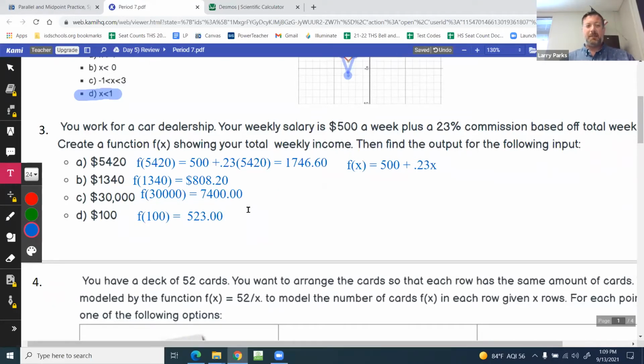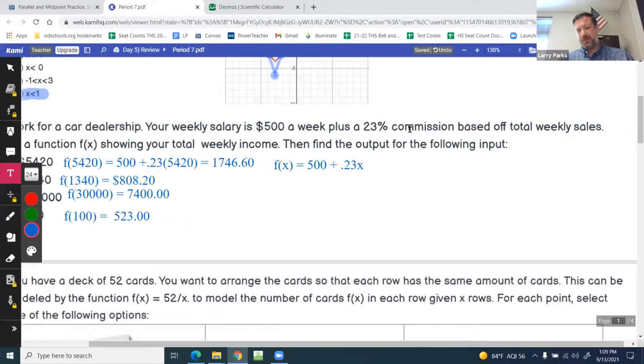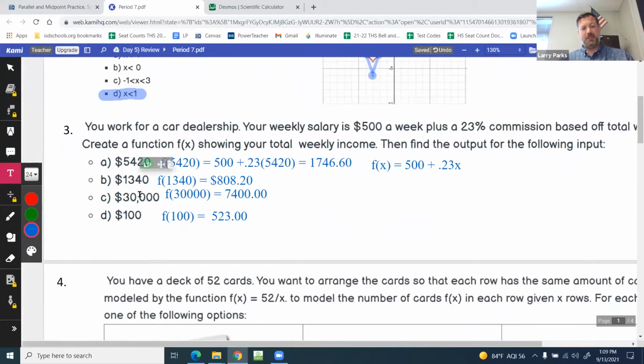So to summarize what we did, you work for a car dealership, you get $500 a week. So all of these numbers should be bigger than 500. But you get a little bonus. You sell some stuff, you get 23% commission. So you sell a lot, you get a lot more money. You sell little, you get little money. So are you able to plug into a function?